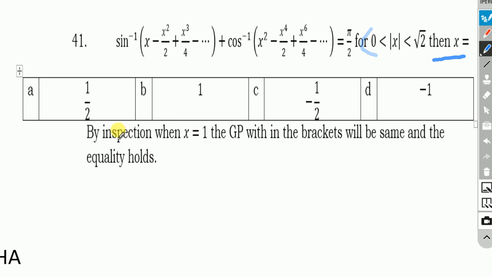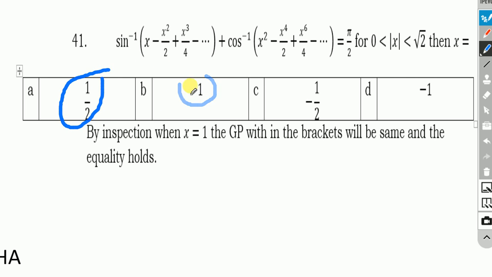We know that sin inverse of x plus cos inverse of x is pi by 2. So that means these two series must be equal, and we should check for what value of x these two series are equal. So by inspection, that is by observing the options, I have options 1 by 2, 1, minus 1 by 2 and minus 1.